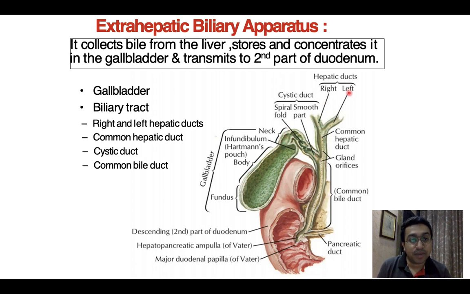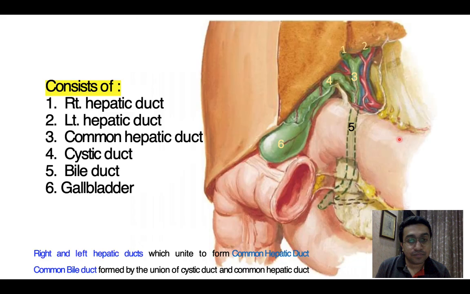In this image, it can be seen clearly. Starting from the right and left hepatic ducts, joining to form the common hepatic duct, and then we have the gallbladder continuing as the cystic duct, and then the cystic duct and common hepatic duct combine to form the bile duct, also known as the common bile duct, abbreviated as CBD, and then it finally opens along with the pancreatic duct into the second part of the duodenum. We will eventually see the details of all these sections.